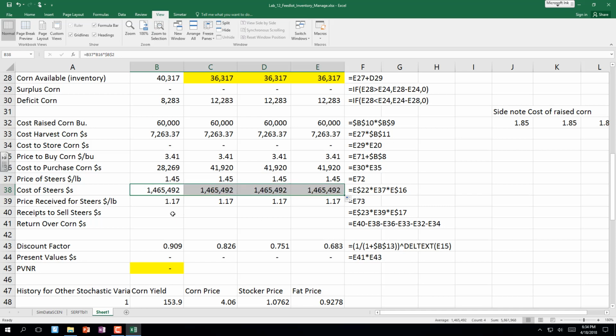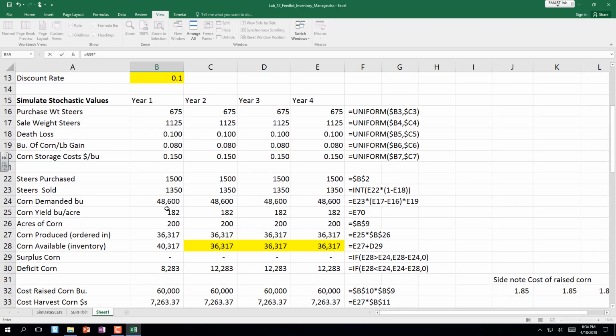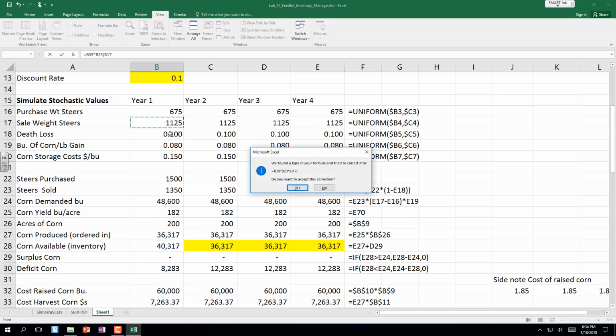Okay. Now you get to sell some of them. So that's going to equal the price times the number of head that you get to sell, which is in B23, times their sale rate in B17.